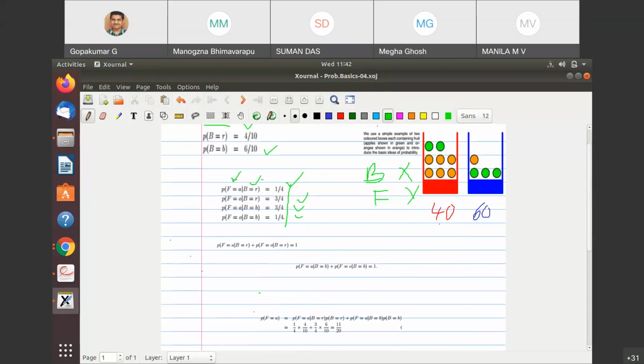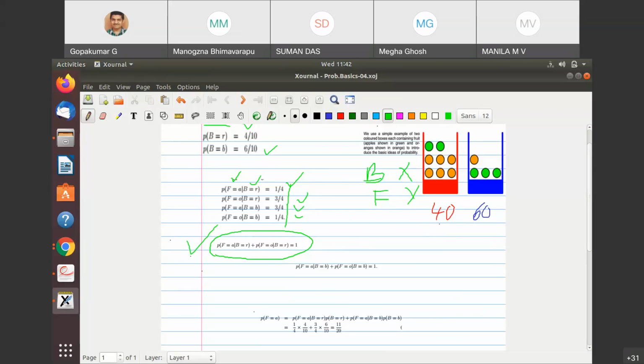Similarly, we have only two boxes and only two kinds of fruits. So that means they should sum to 1. That is, suppose we are taking a red box, then it can be either apples or oranges.